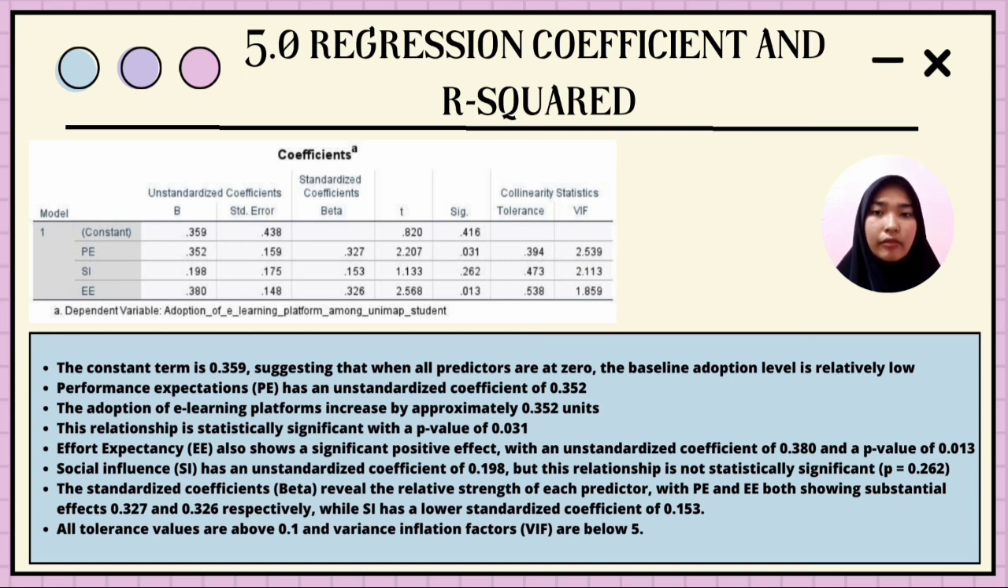Meanwhile, effort expectancy also showed a significant positive effect with an unstandardized coefficient of 0.380 and a p-value of 0.013. And the last one is social influence with an unstandardized coefficient of 0.198, but this relationship is not statistically significant. The standardized coefficient reveals the relative strength of each predictor, with PE and EE both showing substantial effects of 0.327 and 0.326 respectively, while SI has a lower standardized coefficient of 0.153.